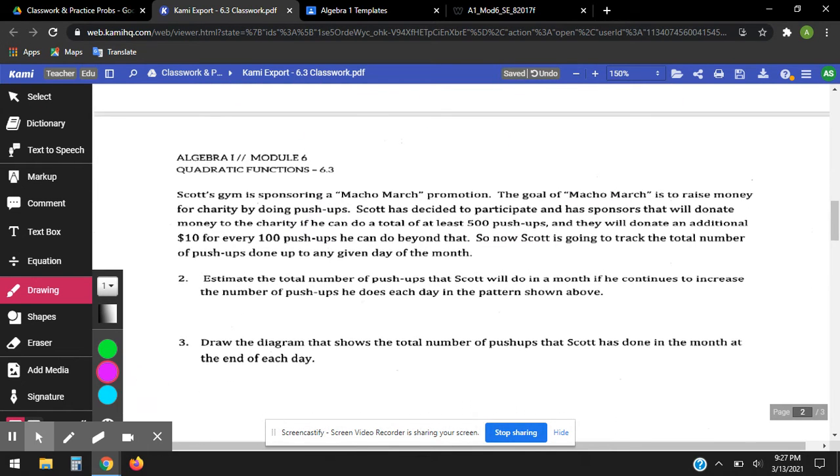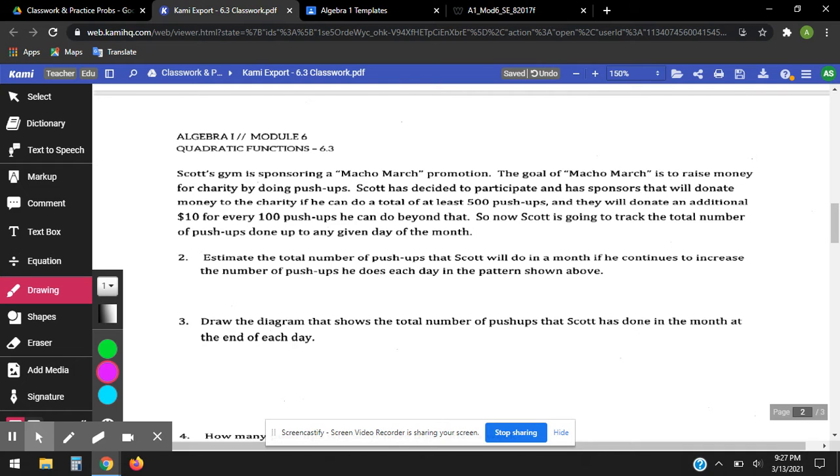Okay, next. Scott's gym is sponsoring a Macho March promotion. The goal of Macho March is to raise money for charity by doing push-ups. Scott has decided to participate and has sponsors that will donate money to the charity if he can do a total of at least 500 push-ups, and they will donate an additional $10 for every 100 push-ups he can do beyond that. So now Scott is going to track the total number of push-ups done to any given day of the month.